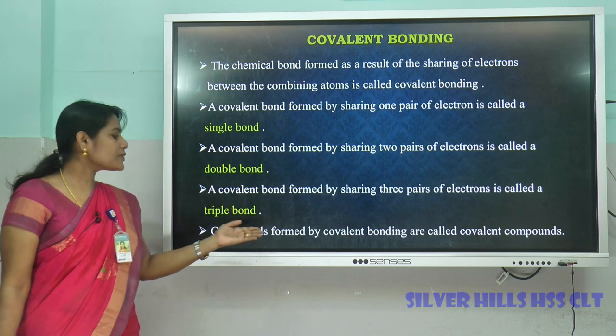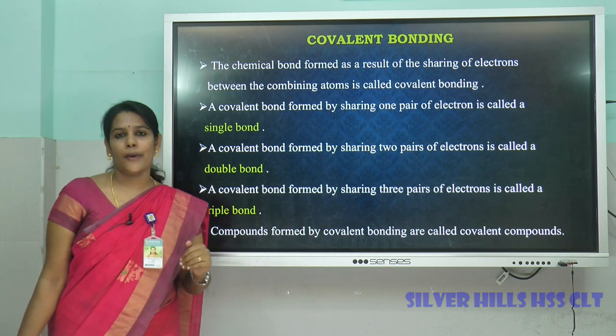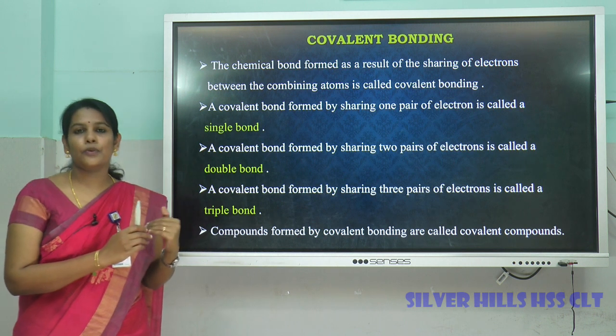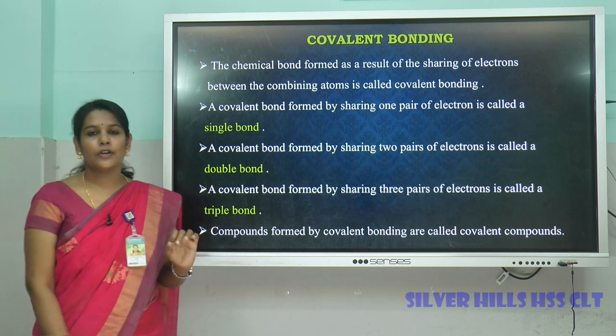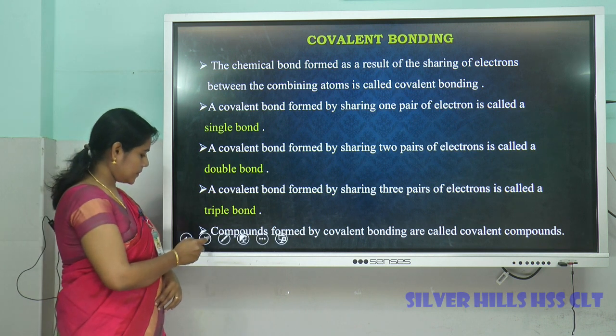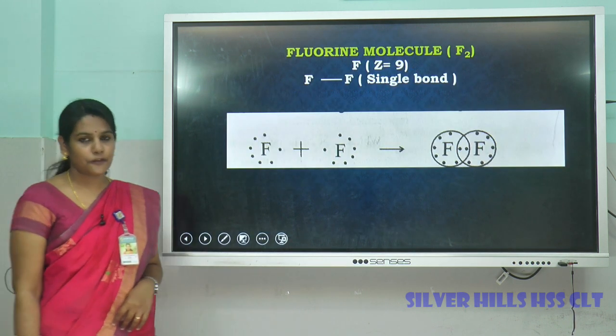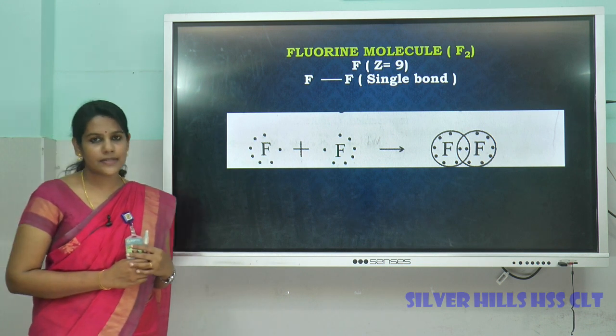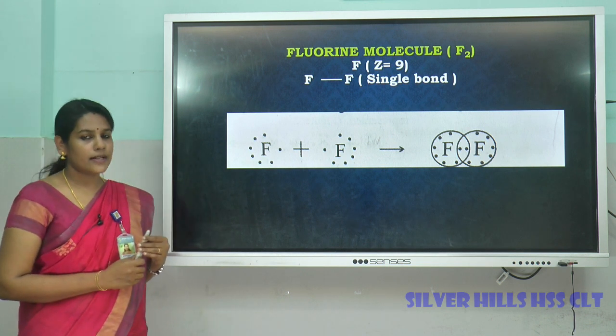Then compounds formed by covalent bonding are called covalent compounds. So here, let us represent a few examples of covalent compounds using electron dot diagrams. The first example is the F2 molecule. It's a diatomic molecule. Here we have 2 fluorine atoms. The atomic number for fluorine is 9.